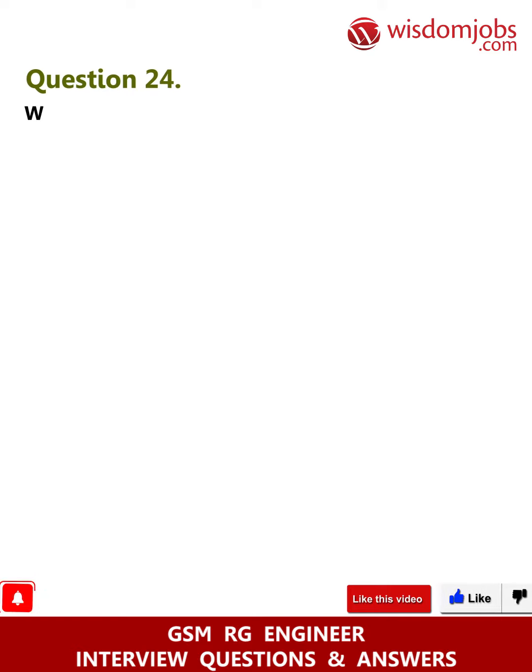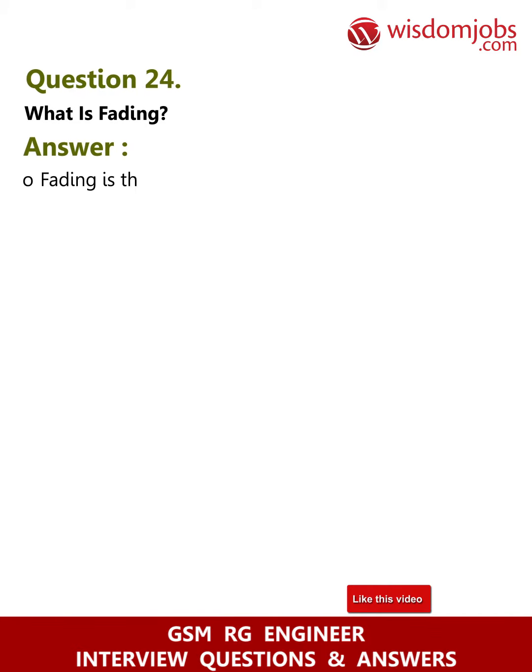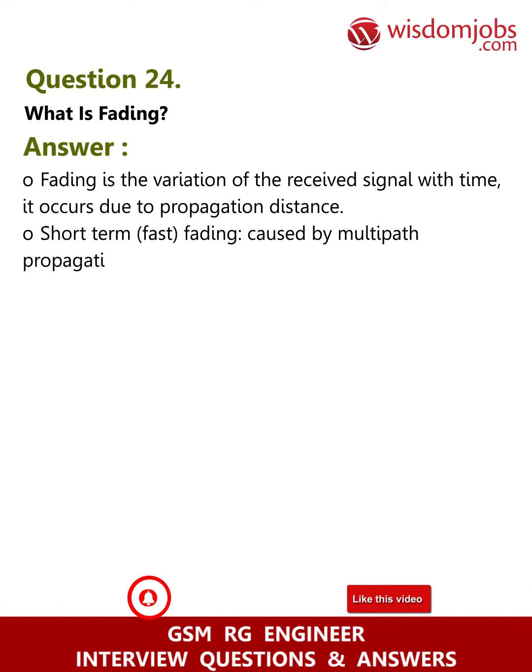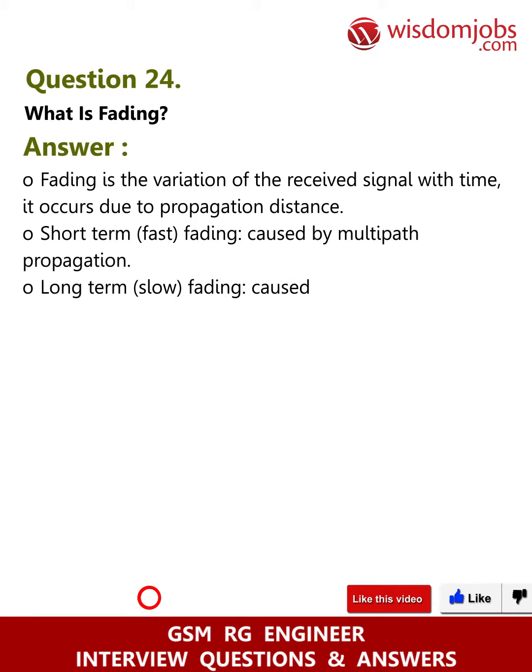Question 24. What is fading? Answer. Fading is the variation of the received signal with time. It occurs due to propagation distance. Short-term, fast fading is caused by multipath propagation. Long-term, slow fading is caused by shadowing.